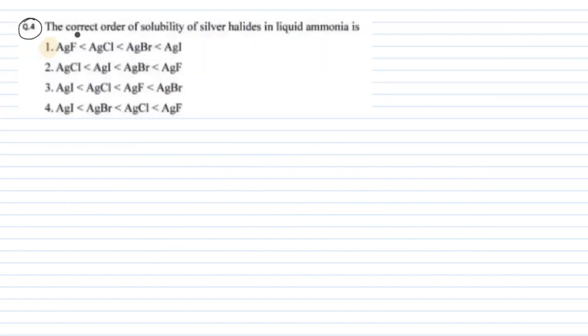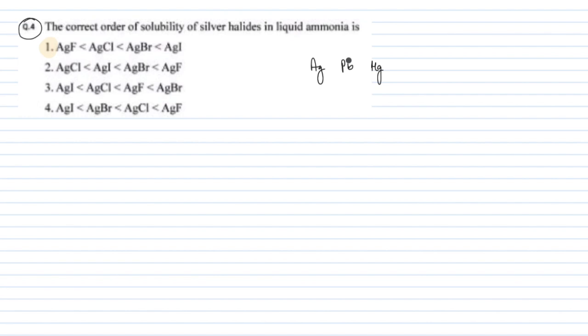It says that the correct order of solubility of silver halides in liquid ammonia is. Now you might have already studied this particular thing, that the halides of all the other metals are soluble in liquid ammonia, except there are a few which are less soluble, which are your silver, your lead and mercury. These three, silver, lead and mercury, are the three metals whose halides are a little less soluble, or not that soluble in liquid ammonia or in water.